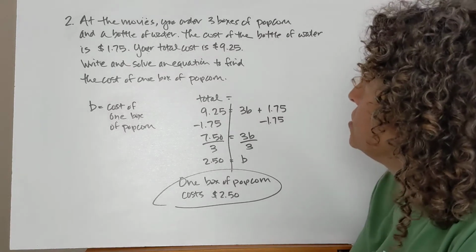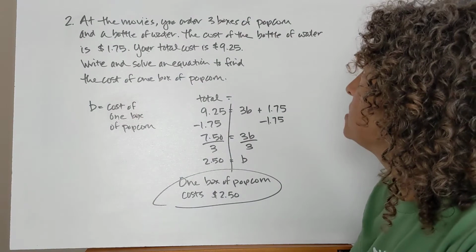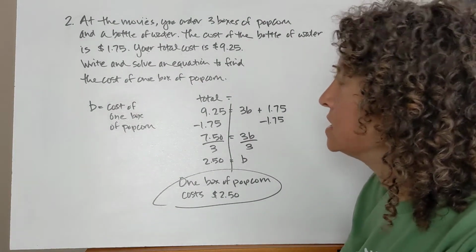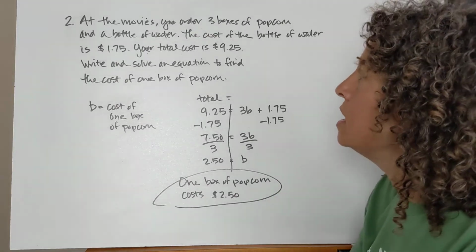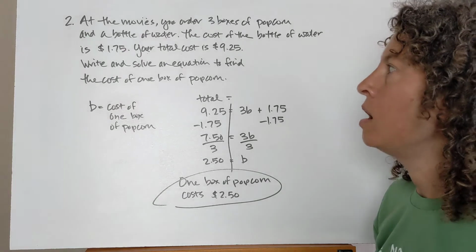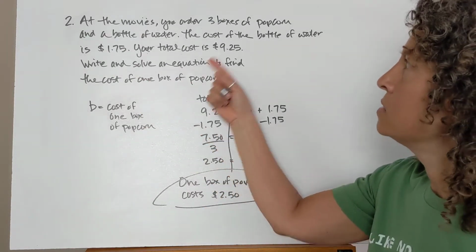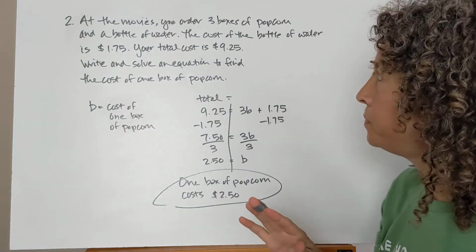So at the movies, you order 3 boxes of popcorn and a bottle of water. The cost of the bottle of water is $1.75. Your total cost is $9.25. I hope you heard that word right in there, total cost. Write and solve an equation to find the cost of 1 box of popcorn. So they're asking for 1 box because in this problem we've got 3 boxes that we've bought all together.